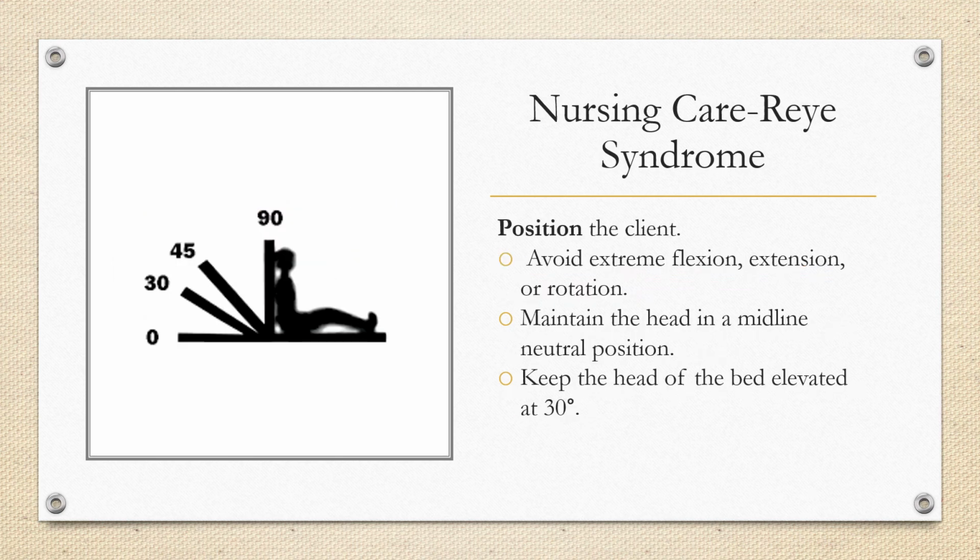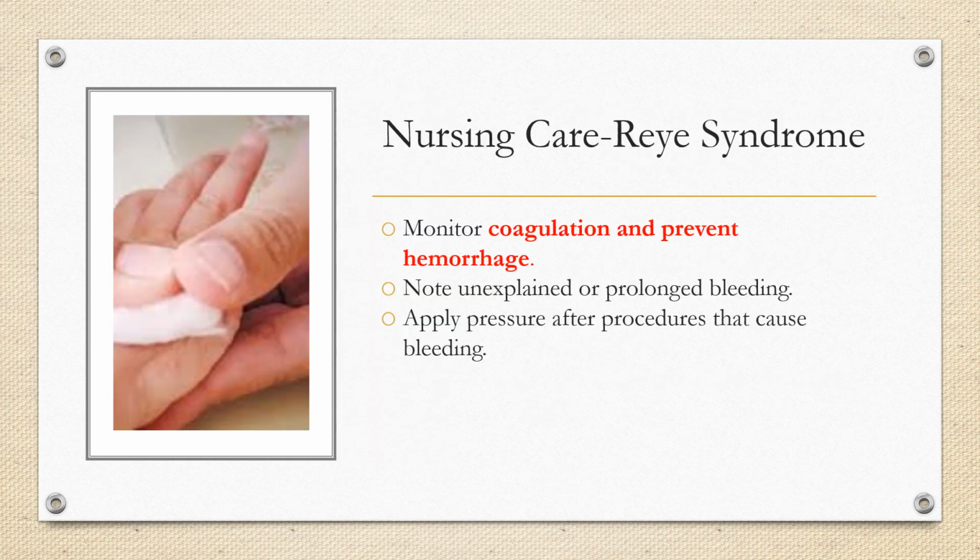So positioning the client. So we are going to position them with a 30-degree head of the bed elevated. Avoid extreme flexion, extension, or rotation. Maintain the head in a midline neutral position. All of those things will help decrease our cerebral edema. Nursing care for Reye syndrome: monitor coagulation and prevent hemorrhage. Note unexplained or prolonged bleeding. Apply pressure after procedures that cause bleeding. And for how long? At least 5 minutes.